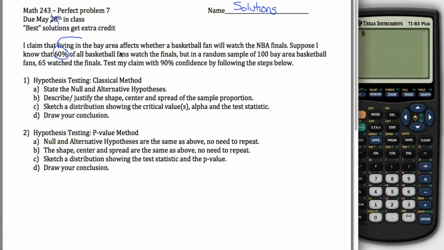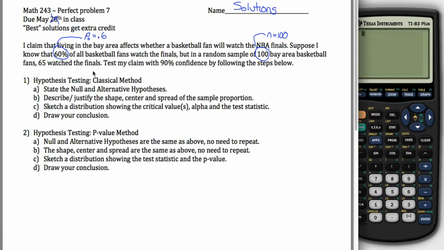This is like mu naught, however, there is no mu in this problem because we don't have averages. We're not talking about quantitative data. We're instead talking about qualitative data. So instead of being mu naught, this is similar to p. We'll use the symbol p naught to represent it: the proportion of the entire population that watches basketball, before you consider things like whether or not they live in the Bay Area. But in a random sample of 100 Bay Area basketball fans, so n equals 100. I guess this tells me that p naught equals 0.6.